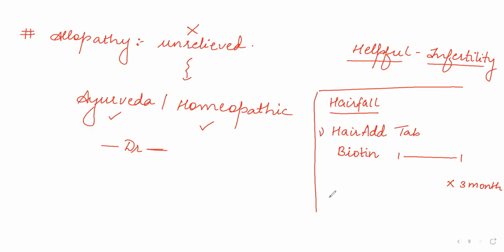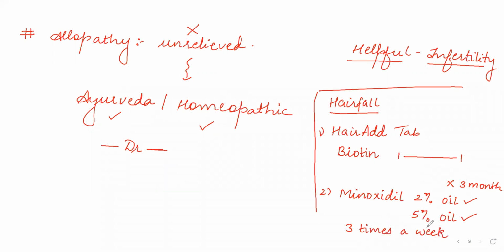Number two, in allopathy, there is this oil called minoxidil. It is available in 2% and 5%. Usually doctors start with 2%, and if there is no relief, then we go ahead with 5%. So this oil has to be applied 3 times a week. And this can be mixed with a homeopathic oil called jaborandi oil, which you will get only in a homeopathic pharmacy.